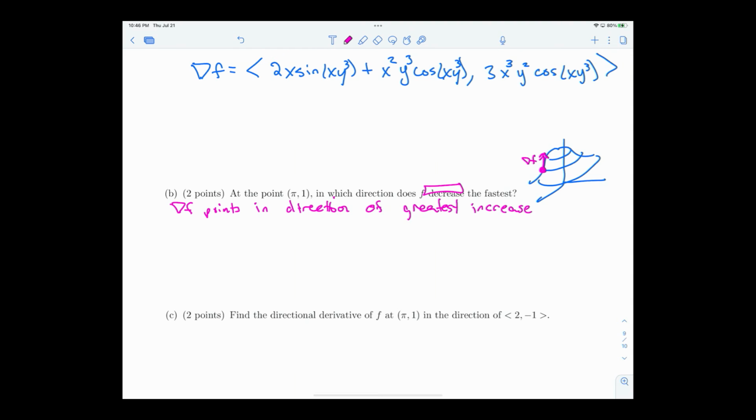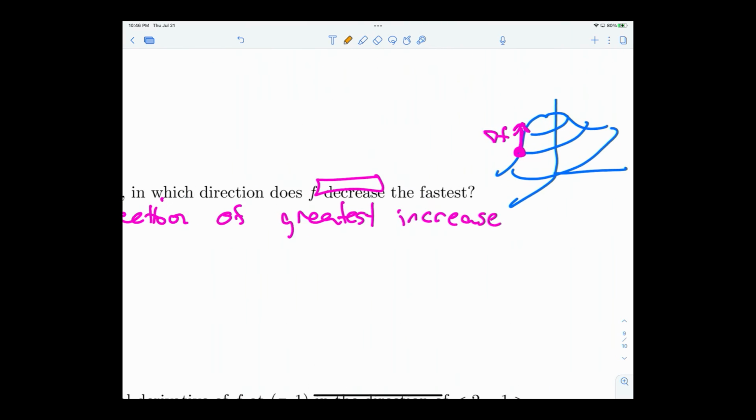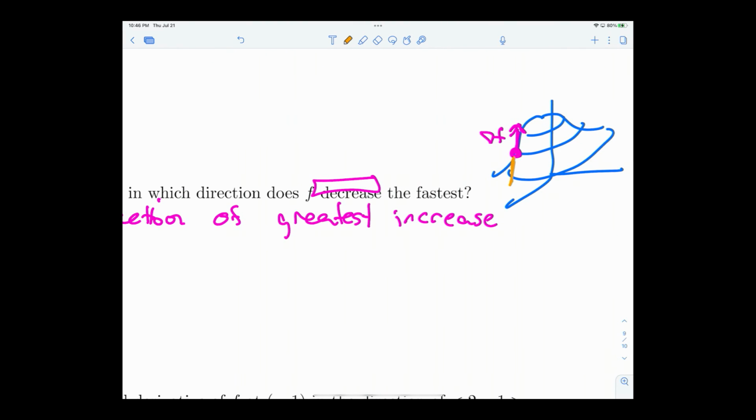We want decrease. So what's that mean? It means the opposite direction. So if gradient f is where it increases the most, then negative gradient f is the direction where the slope is the steepest in the other direction. I kind of, those gradient vectors aren't drawn correctly.